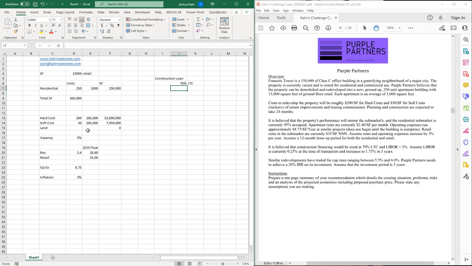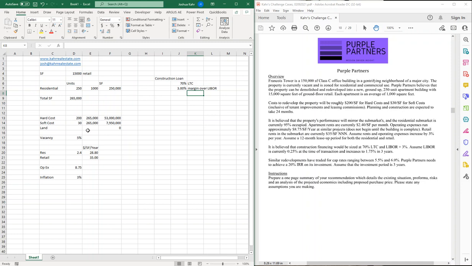And the rate is going to be LIBOR plus 3%. So I'm going to put in 3.0% as the margin over LIBOR. In other words, how much over that base rate is the interest rate going to be? And it doesn't say anything about permanent financing. So it looks like what they're going to do is, once it's up and the cash flows are stabilized, they're just going to sell it. That's what it looks like. So there's no refinancing assumptions.